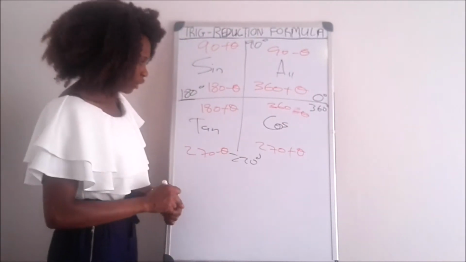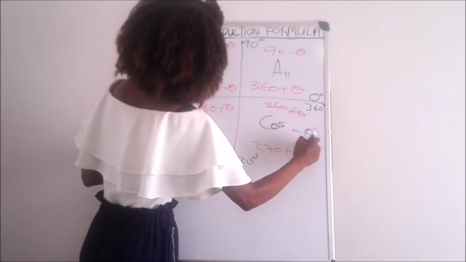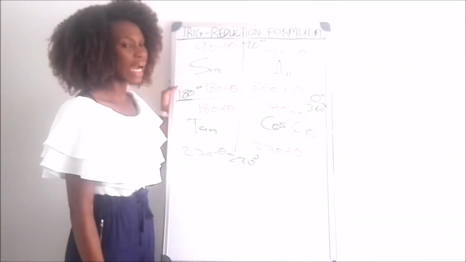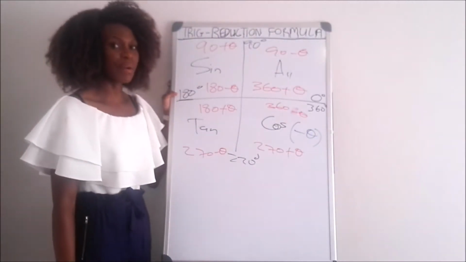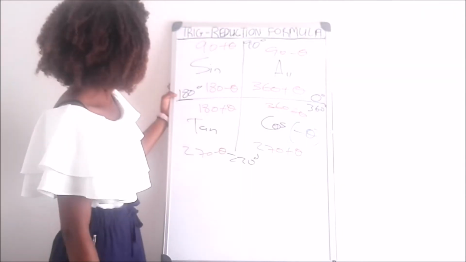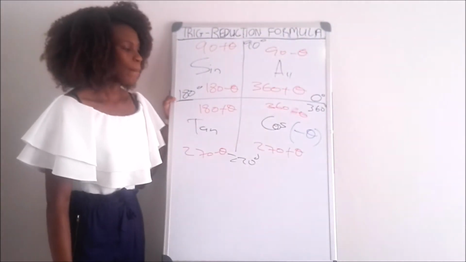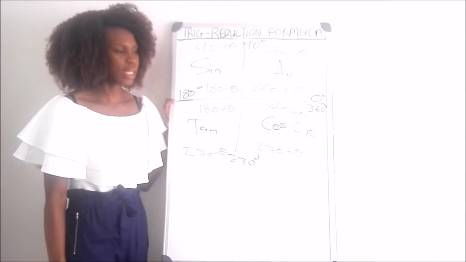Then you must also take into consideration the negative theta, which is only positive when it's in the fourth quadrant. That means for sine and tan, the negative theta remains negative, because sine of negative theta equals negative sine theta, and tan of negative theta is still negative tan theta. But cos of negative theta is positive cos theta.